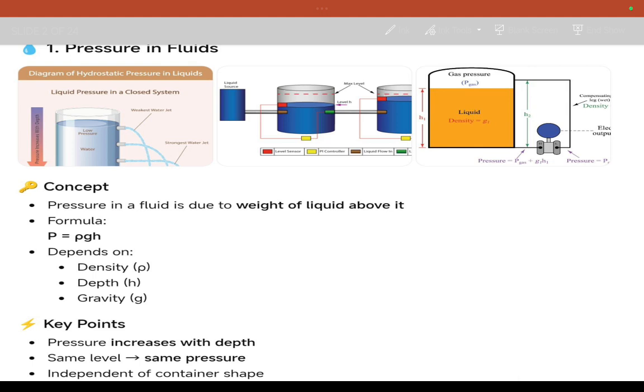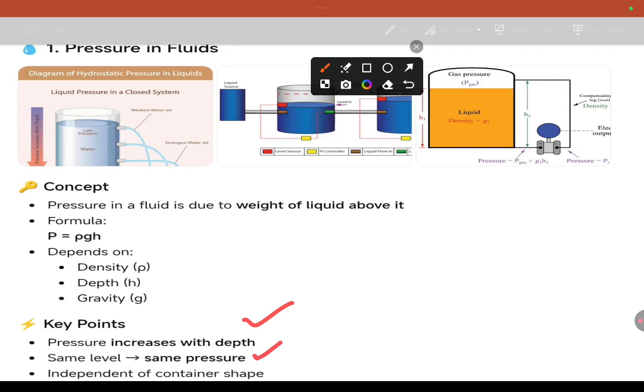Pressure increases with depth. The same level will have the same pressure, independent of the shape of the container. Pressure does not depend on the container's shape.